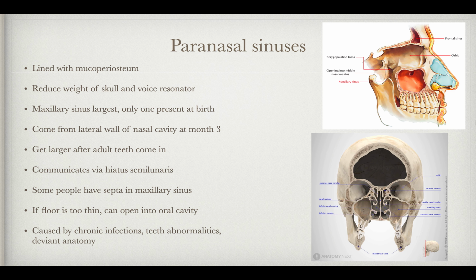And if the floor is too thin, teeth can actually puncture through it, and that might be problematic because that would cause chronic infections and teeth abnormalities. But if managed, it's nothing more than just deviant anatomy.